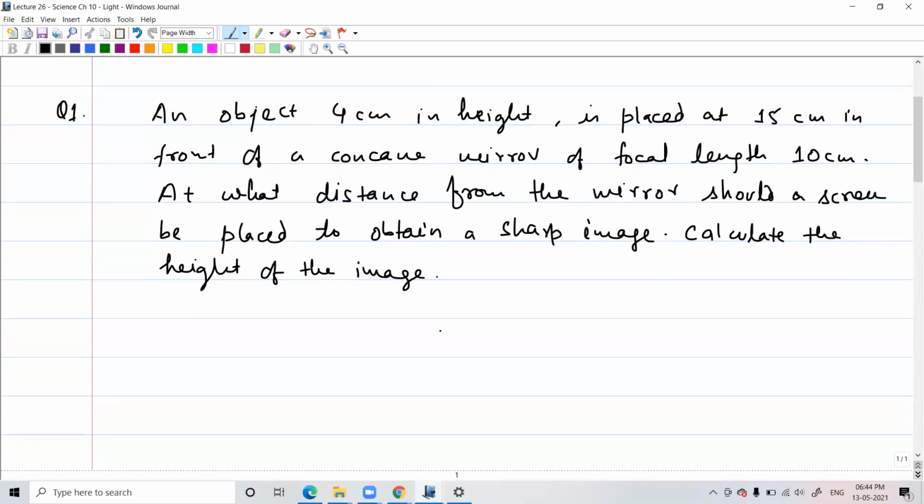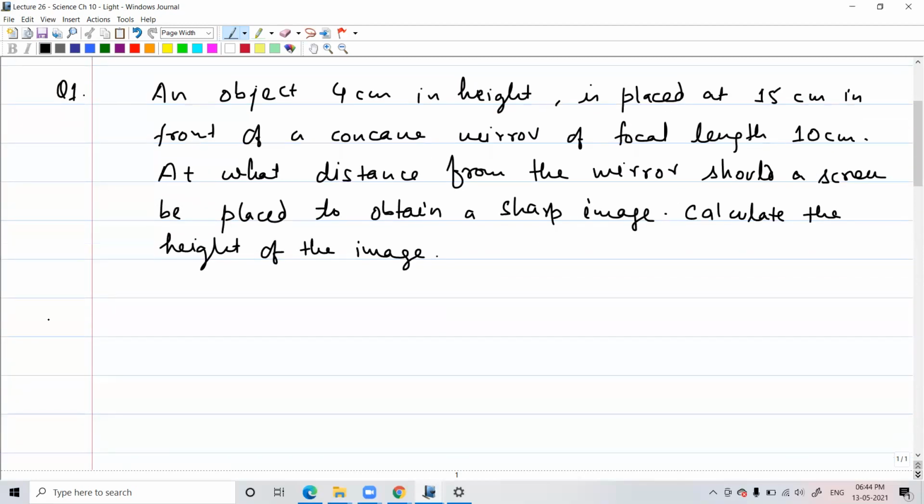Can you all do this? Yes, sir. So it's a very similar question like yesterday what we did. So anyone who did a little bit of revision of yesterday's class, you should be able to solve this problem. Completed, sir.